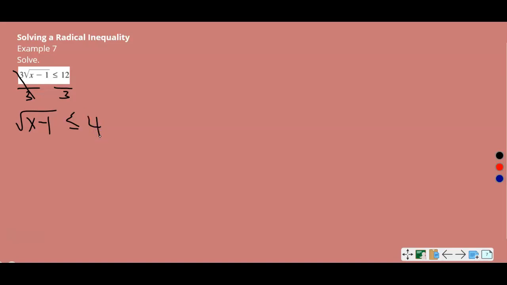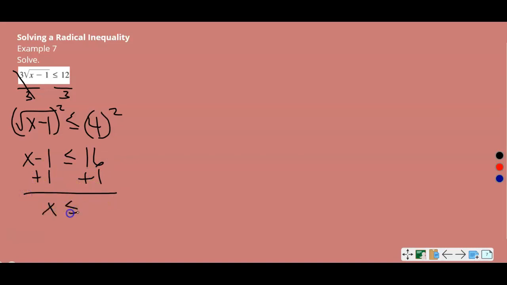Now we're solving the same way, so we're going to square both sides to get rid of the square root. We're trying to solve for the unknown. The square root and the squared cancel, so that leaves x minus 1 less than or equal to 4 squared is 16. Then I'm going to add 1. X is less than or equal to 17. So the solution for this one is going to be x less than or equal to 17.